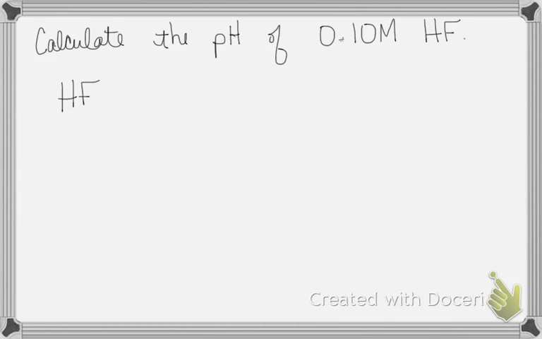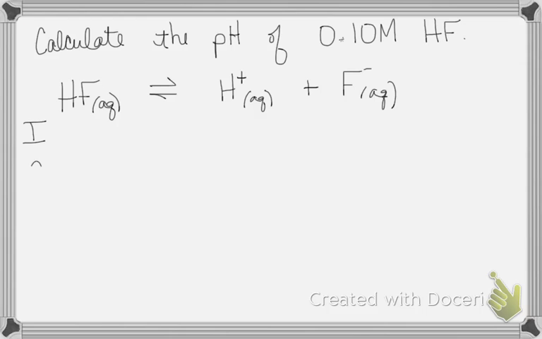HF in equilibrium with hydrogen ions and fluoride ions, and all this stuff is aqueous. To show you how to calculate the pH for this, we're going to do an ice table. I can hear your enthusiasm. How come we got to do an ice table?